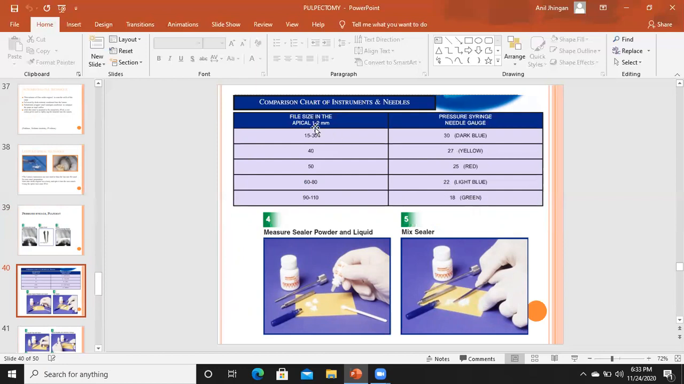So on the left side, it mentions the file size of the apical area, that is 1 to 2 mm apical area, and the corresponding pressure syringe needle gauges required for obturation. Once the material is mixed, this is the needle that is being filled with the mixed material, which will be pushed into the root canals.